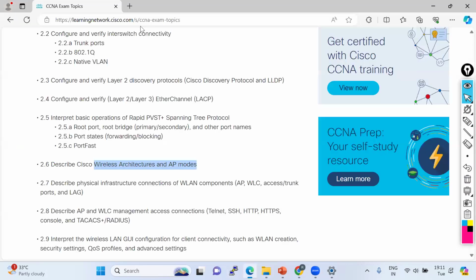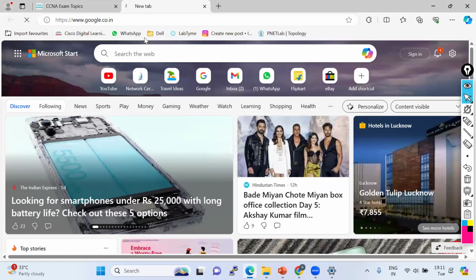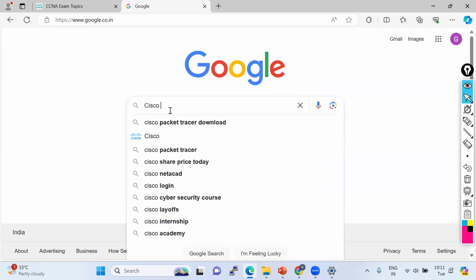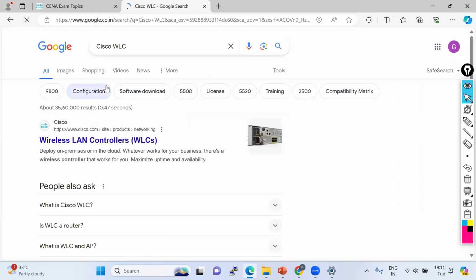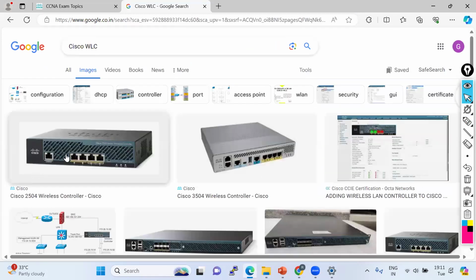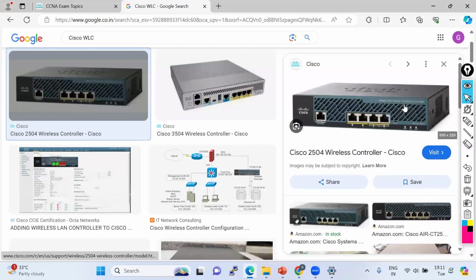Let me show you how the WLC and the AP look. So Cisco WLC, we are just talking about Cisco. If you go to the images, you're going to find this is a WLC. If you click here, you can see this is a service wireless controller. This is the model number of this device, 2500. In this device, we can connect multiple APs, but how the logical and physical connection is going to happen, that's another story we have to understand. But you just have to think of this as the brain of the wireless system. Without this brain, you cannot run the wireless system.